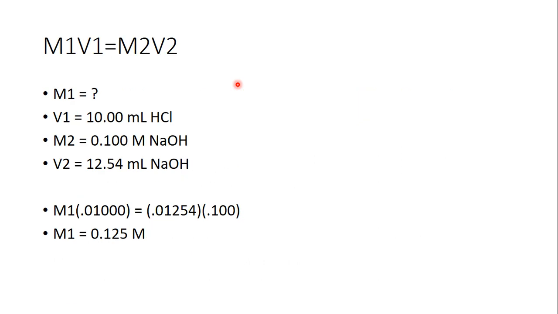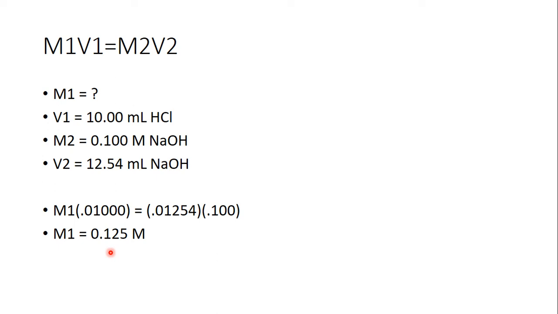Well, we're going to use M1V1 equals M2V2. So we're going to say M1 is the molarity of HCl. We don't know that. V1 is the volume of HCl. We do know that. M2 is the molarity of NaOH. We know that. V2 is the volume of NaOH. We do know that. So we just solve for M1 and we get 0.215 molarity.